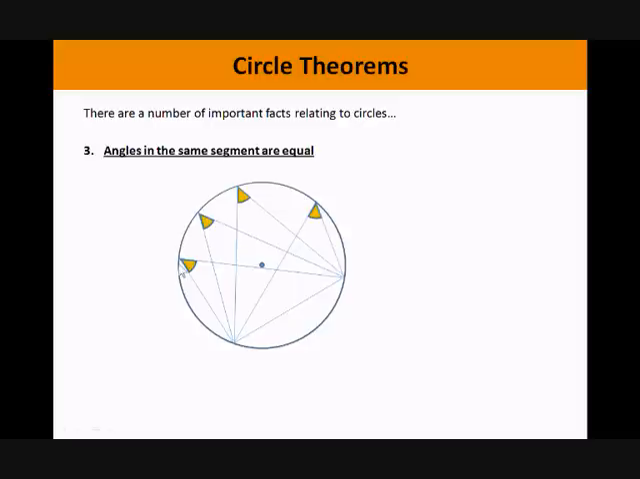And the point is that all of those angles that I've marked in yellow, providing they come from the same 2 points, are equal to each other. So all of these yellow angles are equal to one another.